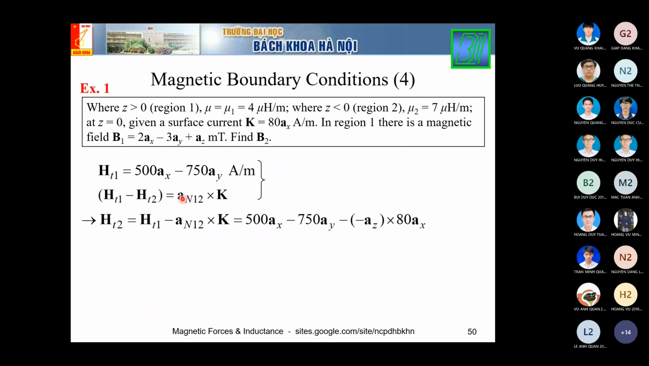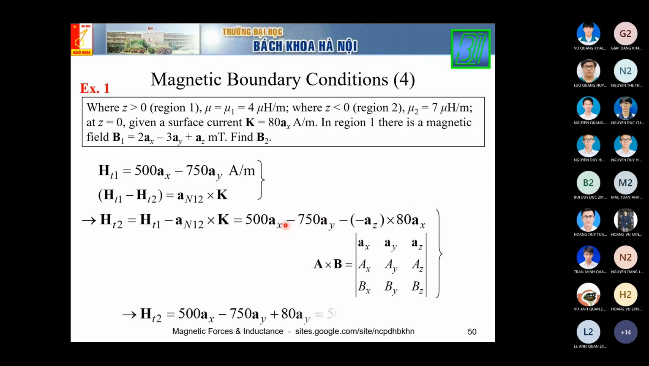Please notice that a_N12 is a normal unit vector. Its direction is from the first region to the second region. According to the orthogonal method, we can compute the cross product by applying this determinant expansion. But I recommend that you compute this one directly, like a_z cross a_x is a_y. Simplifying this expression here, we can finally find the tangential component of the second environment.